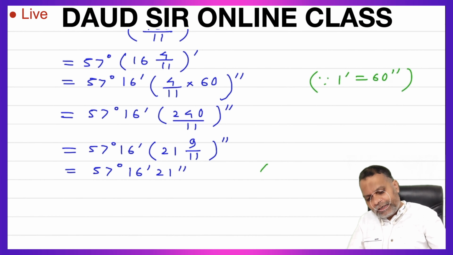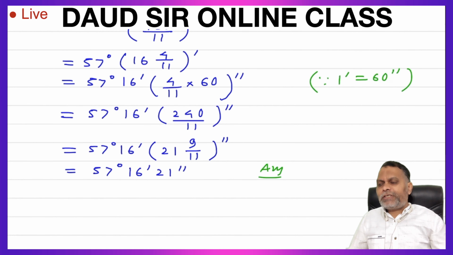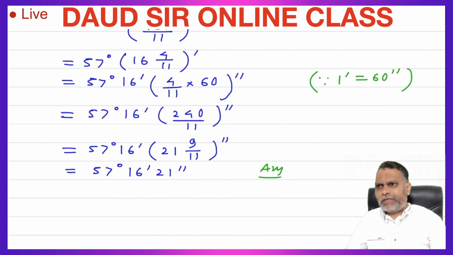This is the required degree measure: 57 degree 16 minutes and 21 seconds. Approximately, this is not exact 21 second. It is approximately 21 second.